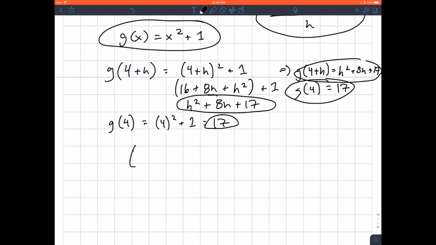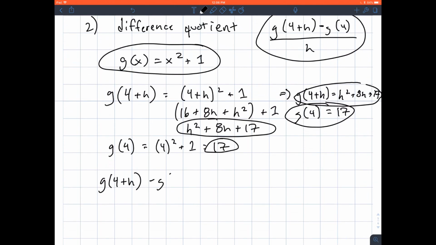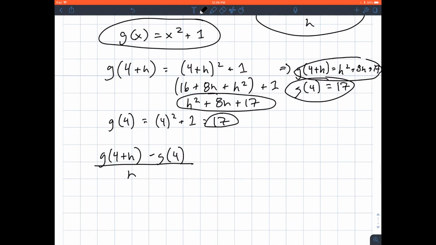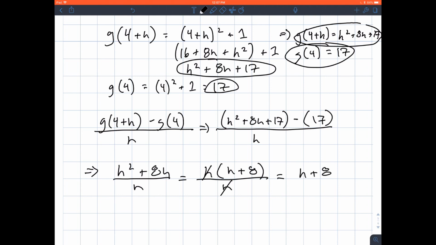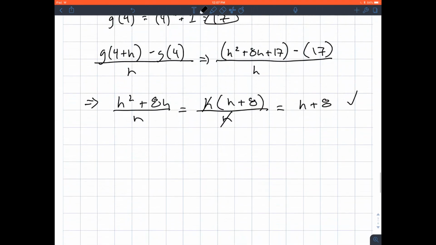Write it out, g of 4 plus h minus g of 4 all over h. Plug those in, we get h squared plus 8h plus 17 minus 17 all over h. So the 17's cancel. All you're left with is h squared plus 8h all over h. We could factor out an h: h times h plus 8 all over h. The h's cancel. All we are left with is h plus 8. There you go. Evaluated, done deal. You get 100% credit, bingo.